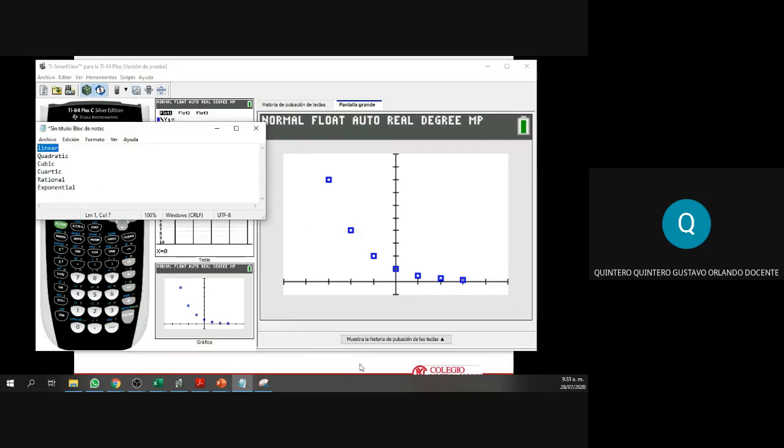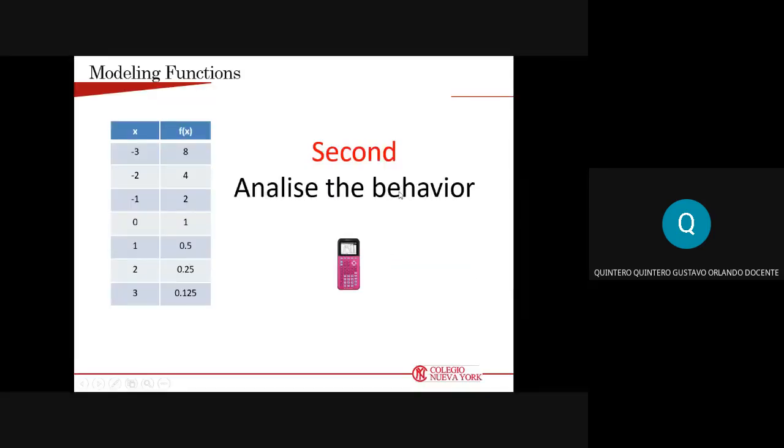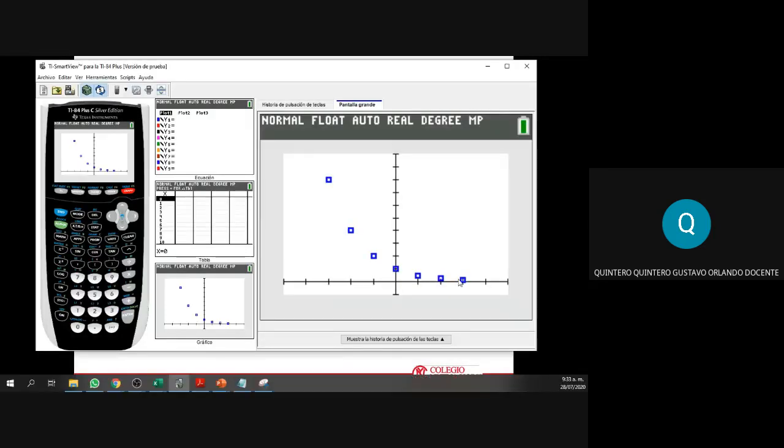Entender, analizar el comportamiento, ese es el paso 2. Analizar el comportamiento significa mirar los puntos, por eso los bloqueamos al inicio. Diferentes tablas de datos nos van a dar diferentes puntos. Y ahí es donde analizamos. De esta de acá, yo creo que esta parece una exponencial. Así que decido que es una función exponencial.